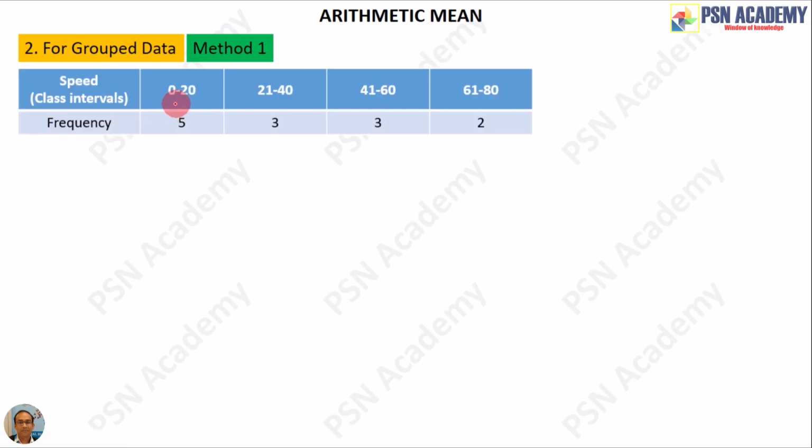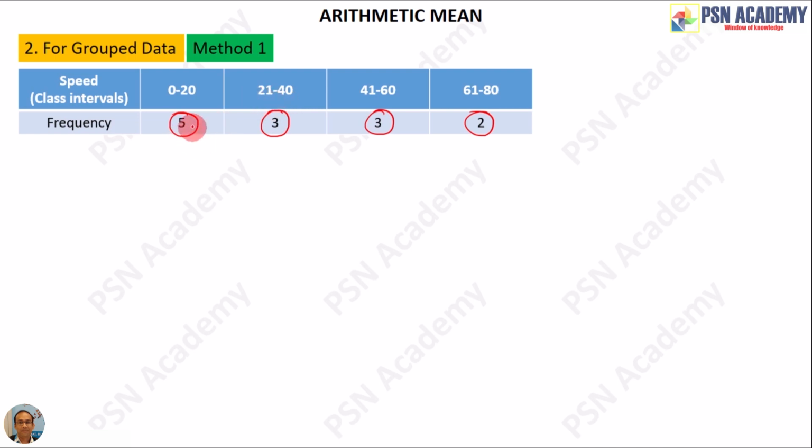We have the groups like this: how many times the car's speed was between 0 and 20. So we got 5 times in our data set. So we have written 5 here. How many times have we got the speed of the car between 21 and 40 kmph? We got 3 times. So here we have got 3 times, and between 61 and 80 we have got 2 times, right? Now this 5 is being shared by all the data points between 0 and 20. Also, this 3 is being shared by all the data points between 21 and 40.